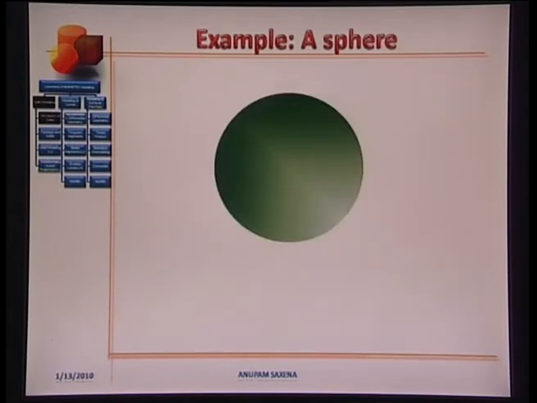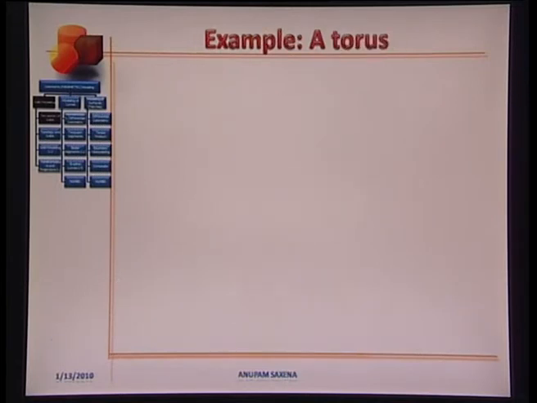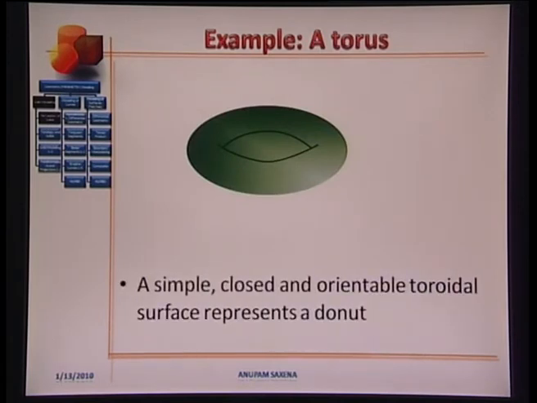The second example, a sphere. A simple, closed, and orientable spherical surface represents a solid sphere. The third example, a torus. Again, a simple, closed, and orientable toroidal surface represents a donut.